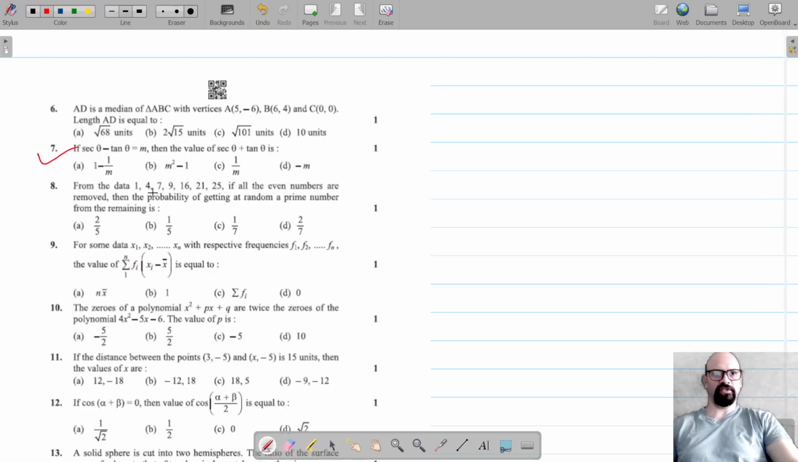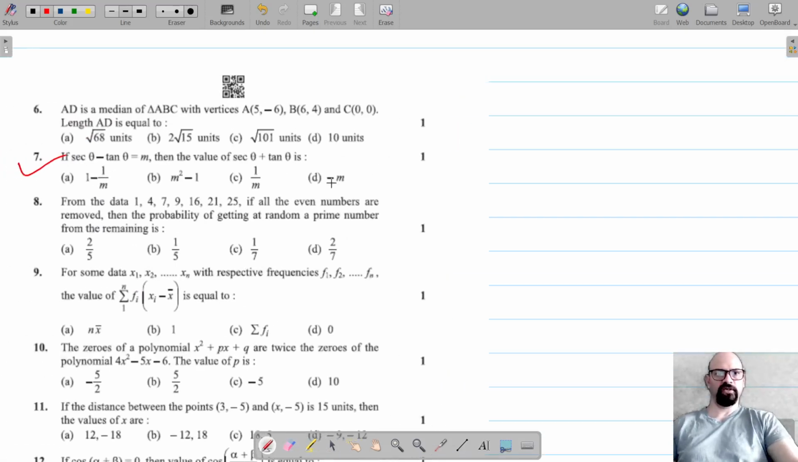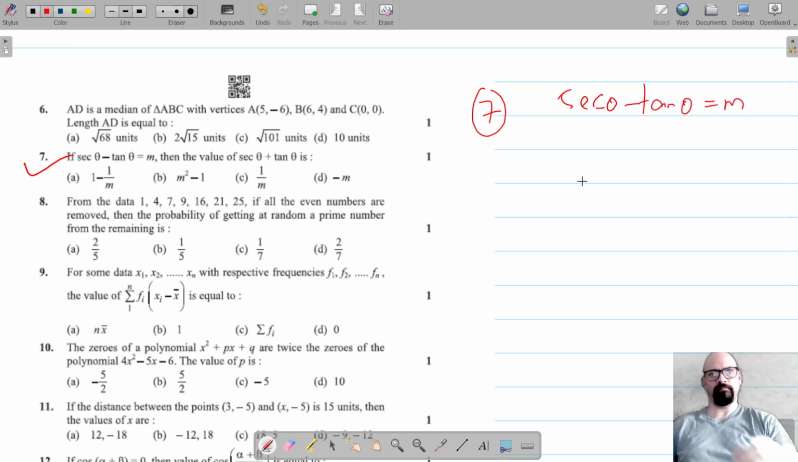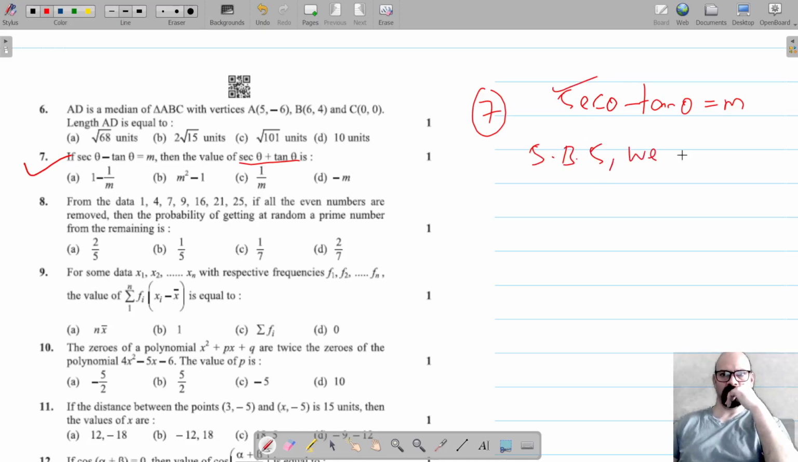For question number 7, it's given that secant theta minus tan theta is equal to m. We have to find the value of secant theta plus tan theta. So this is question number 7. It's given secant theta minus tan theta is equal to m. We have to find the value of secant theta plus tan theta. So I'm going to square on both sides. So squaring on both sides, we get secant theta minus tan theta, the whole squared, is equal to m squared.